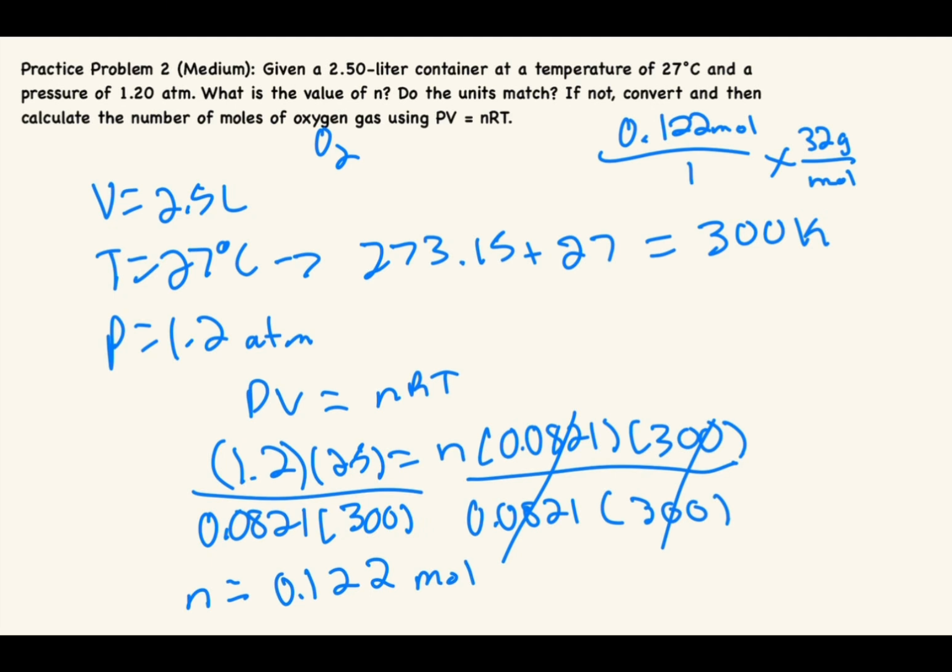And that would give us 3.9 grams of oxygen gas. So if it was asking for the grams, that's what your answer would be. All right, let's move on to the last problem.